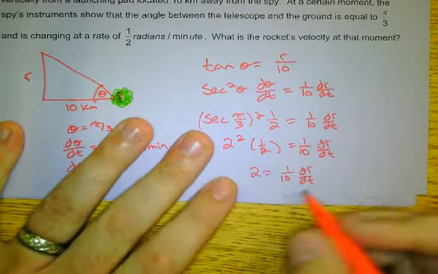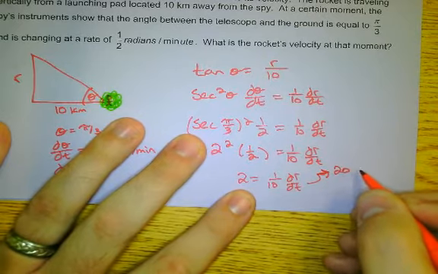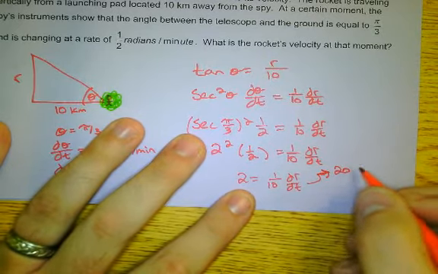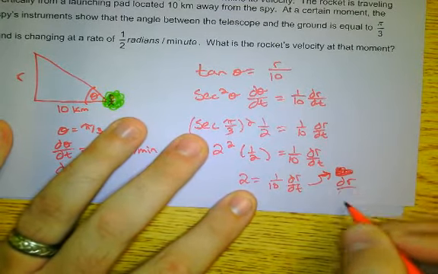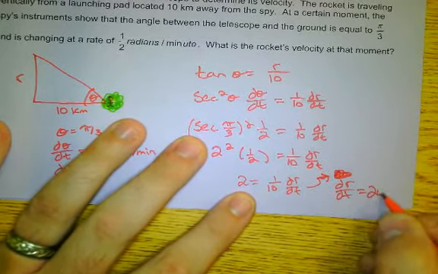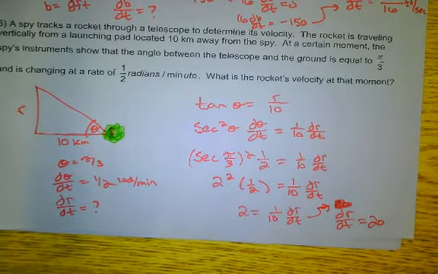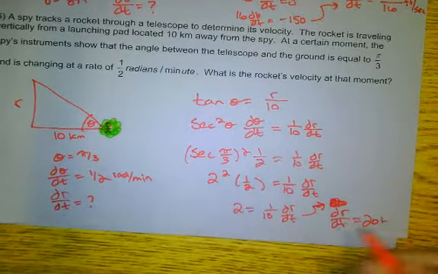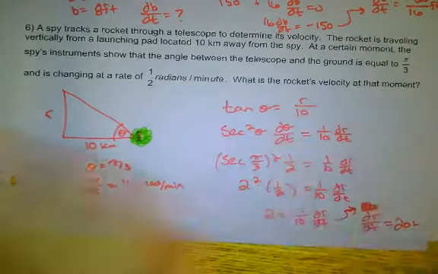What's dr dt? So, sorry, I want to write this in dr dt. So dr over dt is equal to 20. It's r, so it's not radians. It's a height, so it's going to be kilometers.